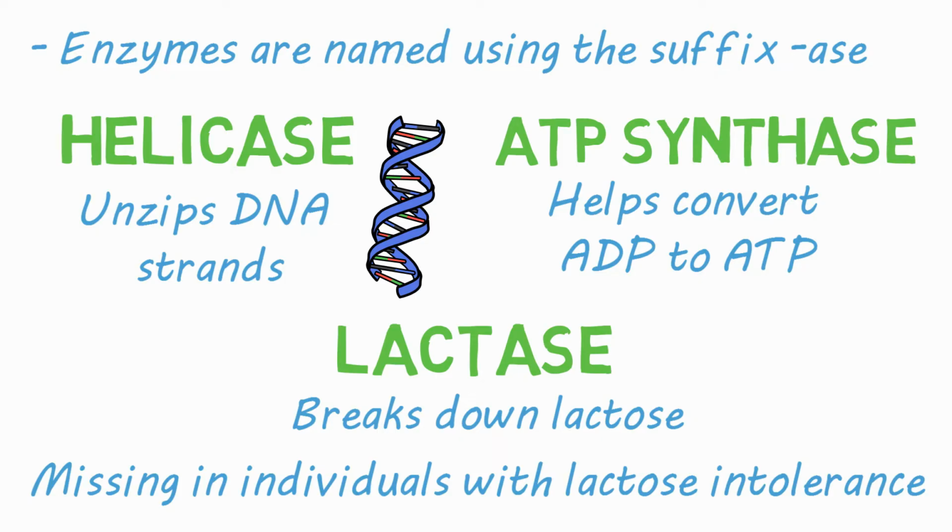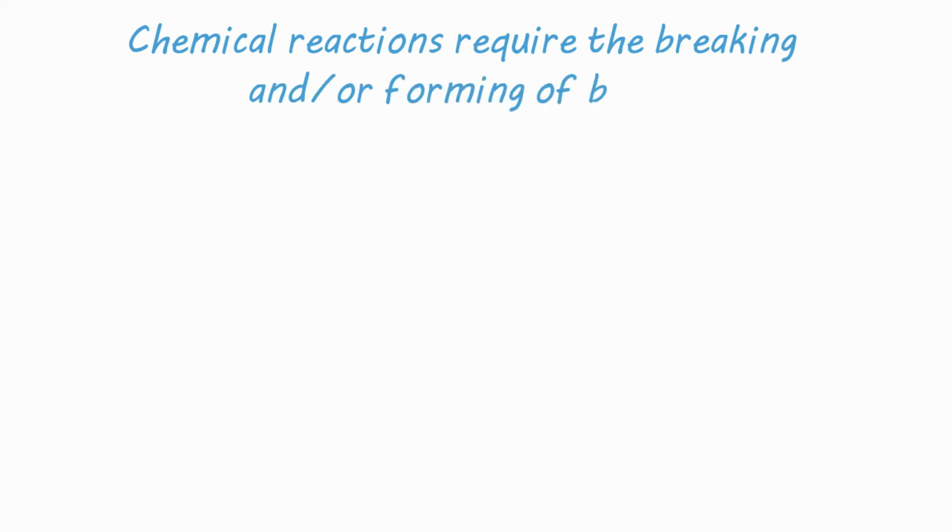So that's a little bit about what enzymes are. Now let's discuss how they do the amazing things that they do. The chemical reactions that enzymes are involved in require the breaking and or forming of bonds. Let's break this process down into 4 steps.